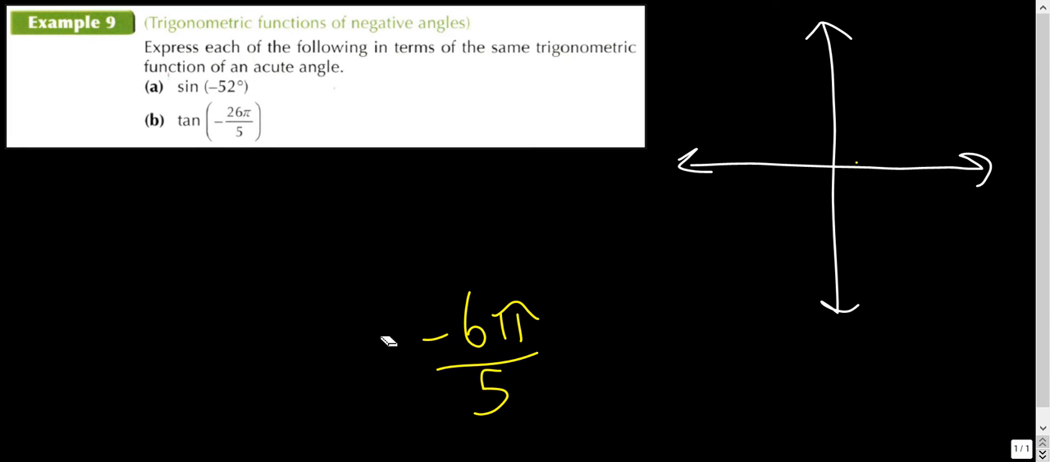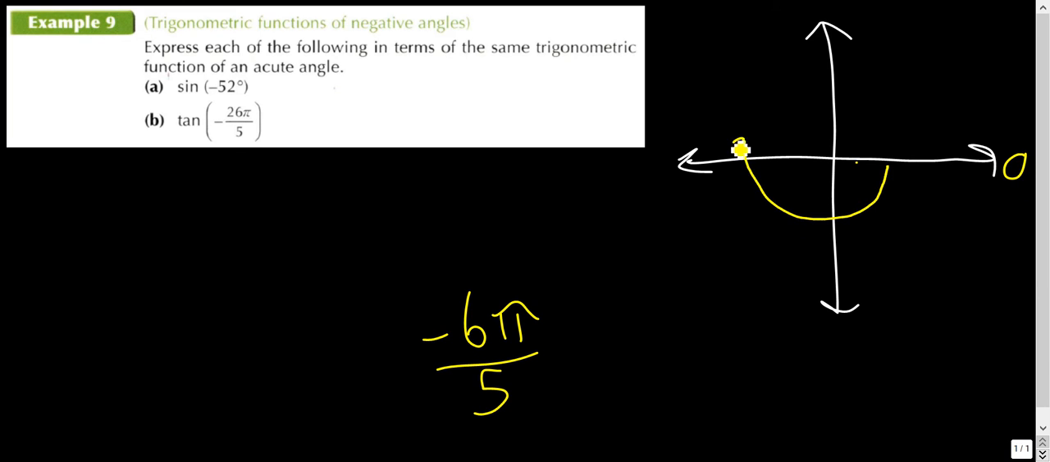If you think of negative 6 pi over 5, that is going to be starting at 0 and going backwards 6 pi over 5. Remember, 6/5 is bigger than 1, so it's going to go more than halfway around. So this is negative 6 pi over 5. What we want to think is, how can I get an angle that has the same sort of relationship with tangent in the first quadrant?